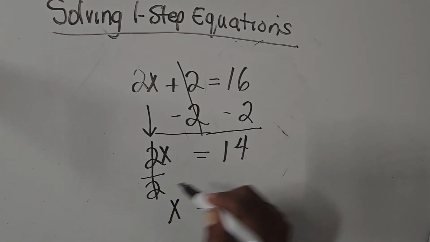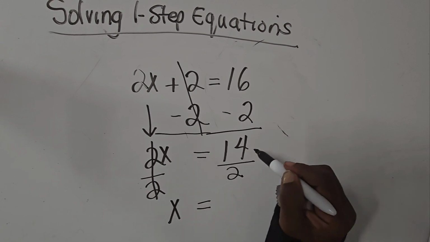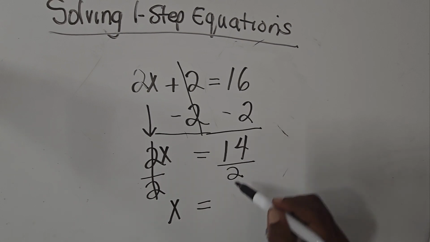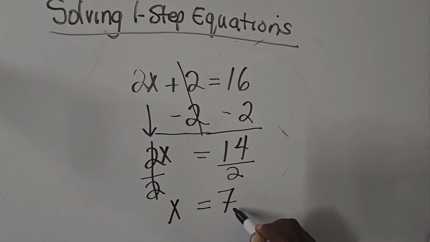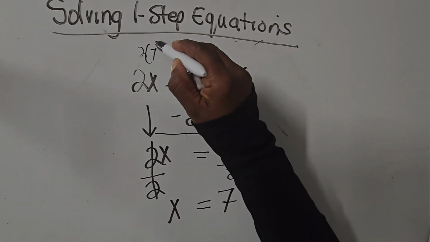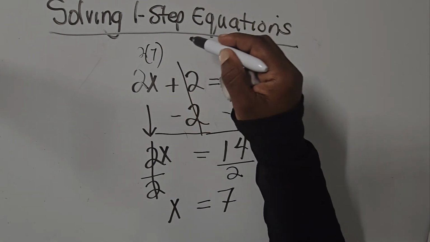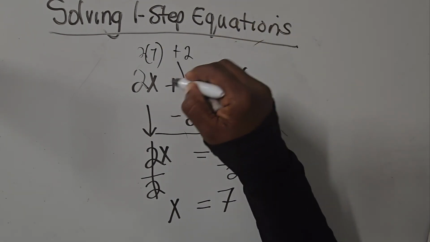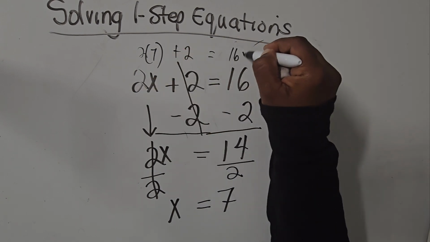But remember what I did to one side, I do to the other. So I also divide this side by 2. 2 goes into 14, 7. X equals 7. Okay? Again, let's plug it in. 2 times 7 gives me 14. 14 plus 2, this is the original number sentence, equals 16.